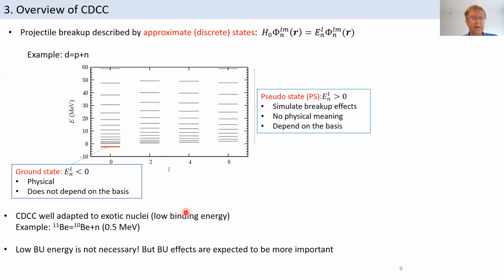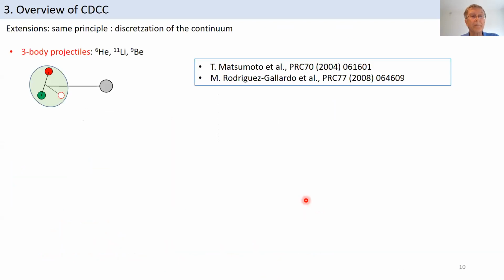Then it turned out that this model was well adapted to exotic nuclei, which have a low binding energy, so we expect breakup effects to be important. A typical example is beryllium-11, which is bound by 0.5 MeV. I should say that this model does not require a low breakup threshold. You can apply it to strongly bound nuclei, but of course you expect the breakup effects to be more important if the breakup threshold is low.